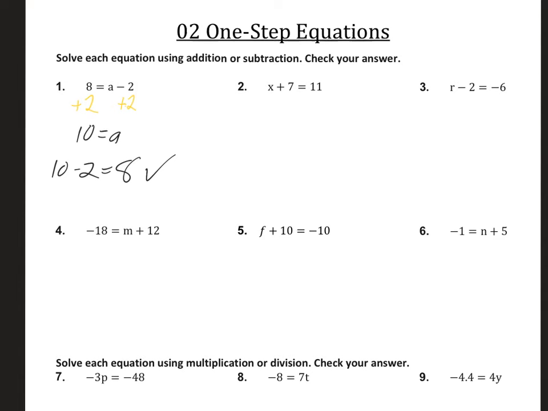The next one, x plus 7 equals 11. What am I going to do to the 7? Add it or subtract it? I'm going to subtract it. So I have x equals 11 minus 7 is 4. So let's double check that this works. So I'm going to plug in 4 for x. So I have 4 plus 7, 8, 9, 10, 11. So that is 11. Yes, it does work.